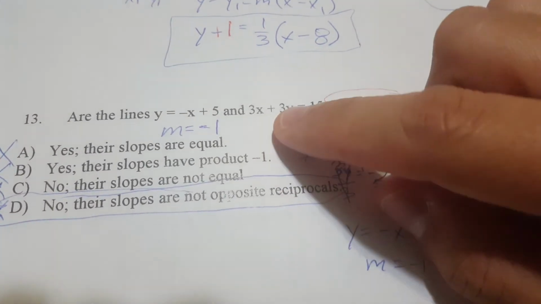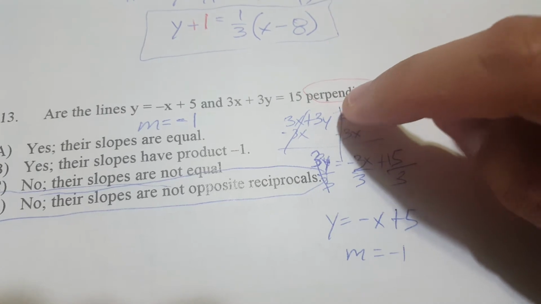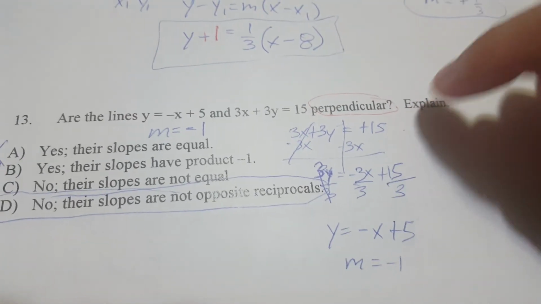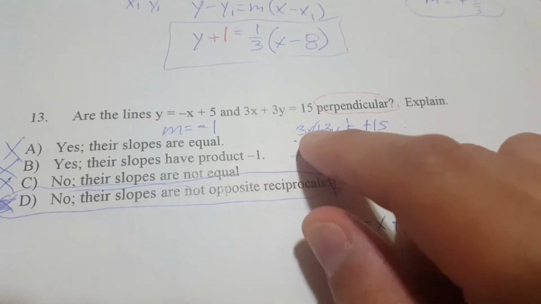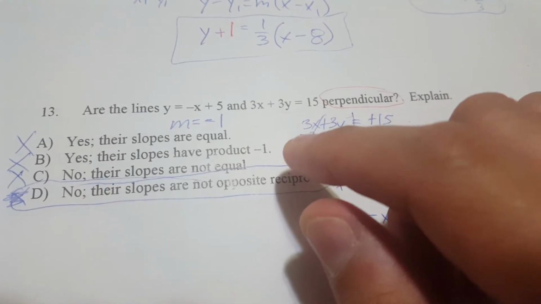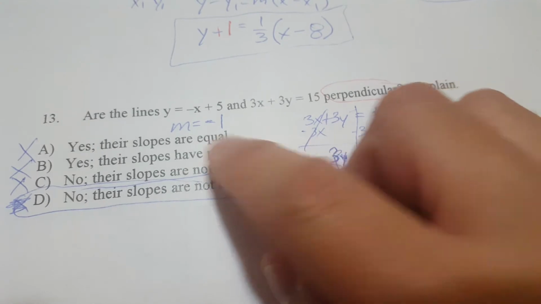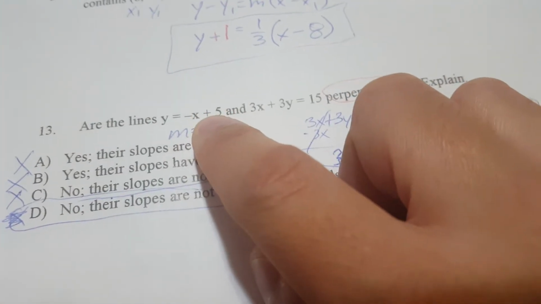Are the lines y equals negative x plus 5 and 3x plus 3y equals 15 perpendicular? Explain. So first of all, we need to find the slope of both of these. If these are perpendicular, that means their slopes would be opposite reciprocals of each other. So let's look at this right here.